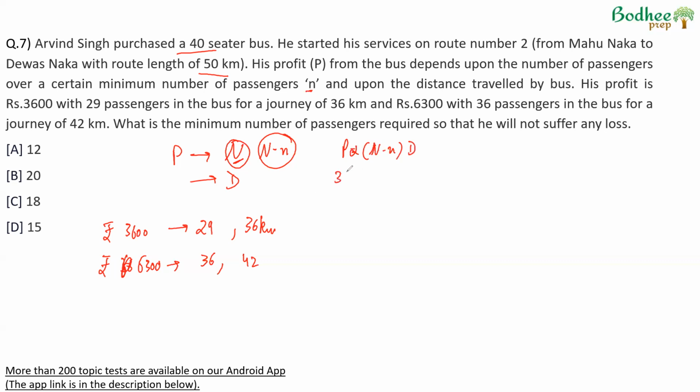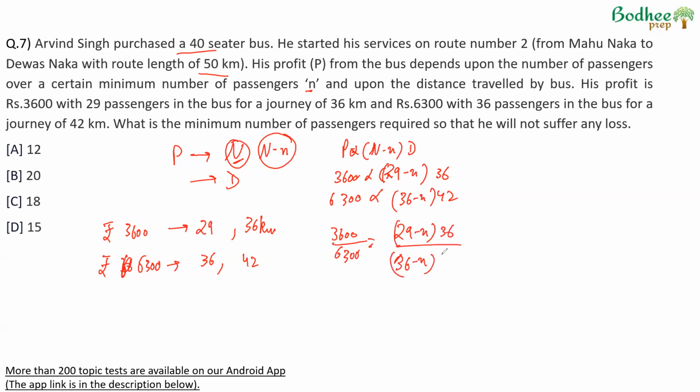In the first case, 3,600 is proportional to capital N, which is 29 minus n, into distance traveled 36, and 6,300 will be proportional to 36 minus n into 42. We can divide these two to get 3,600 upon 6,300, which is 36 upon 63, equal to 29 minus n into 36 upon 36 minus n into 42.